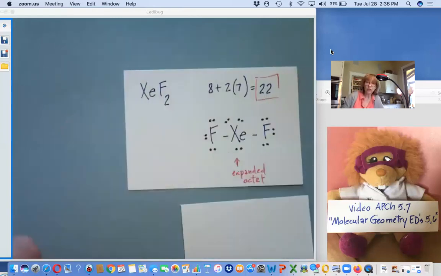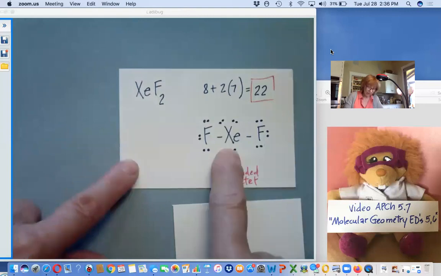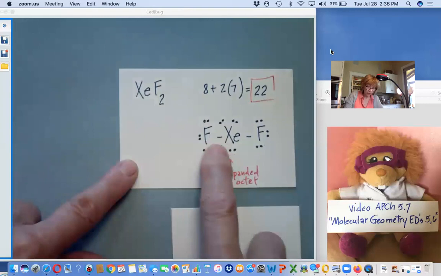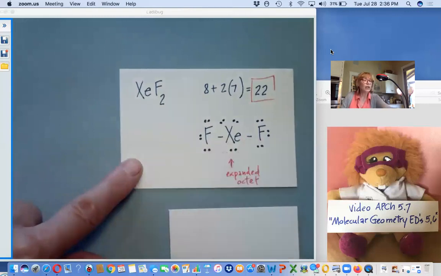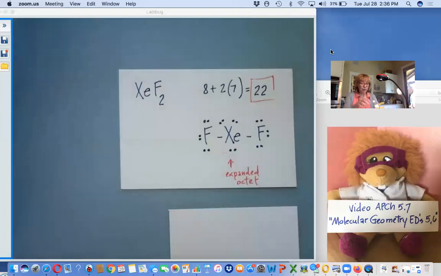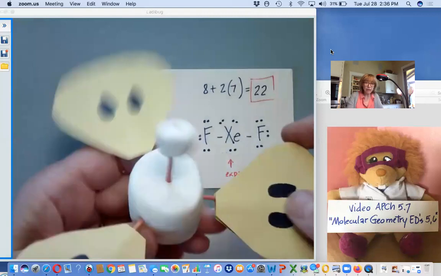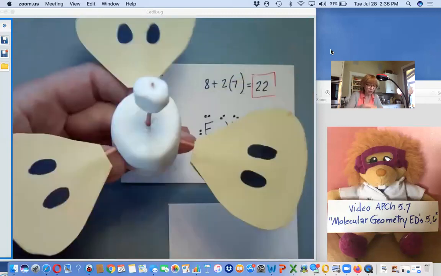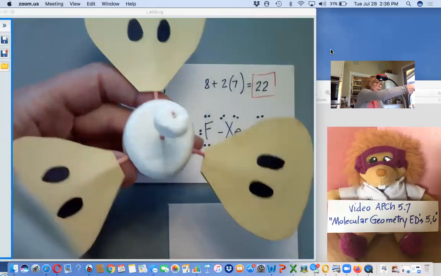This is what you should get. And again, our central atom has an expanded octet. Notice that it has 1, 2, 3, 4, 5 electron domains. So again, we have 5 toothpicks around your central marshmallow.